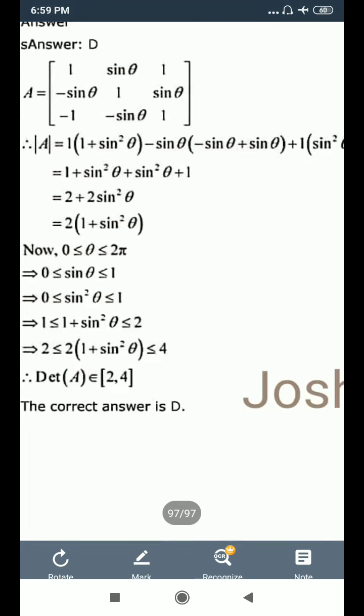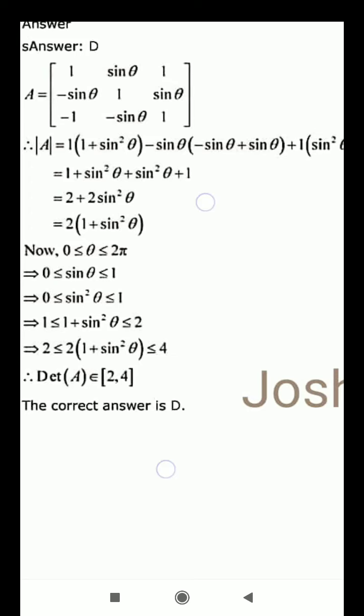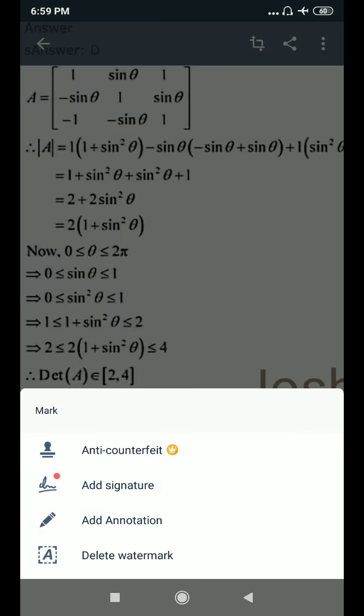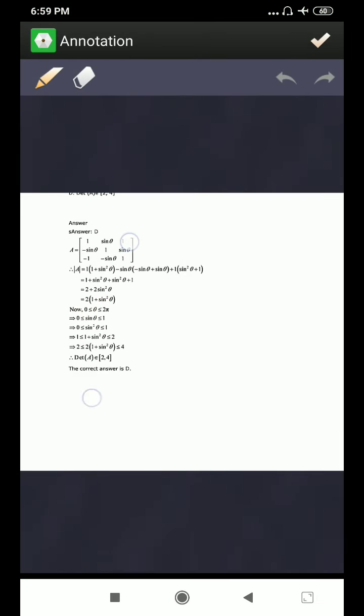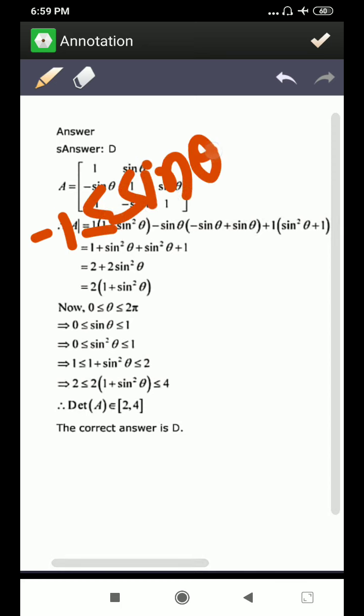As 0 is given less than or equal to theta is less than or equal to 2 pi, we know that the value of sine always lies between minus 1 and plus 1. What I wrote here is wrong. It should be minus 1 is less than or equal to sine theta is less than or equal to plus 1. This is by mistake, it was written wrong.